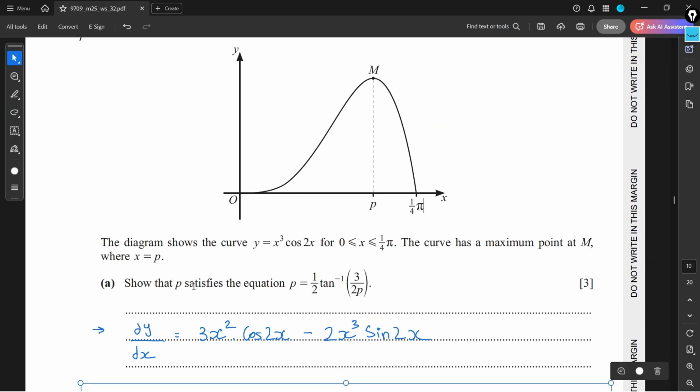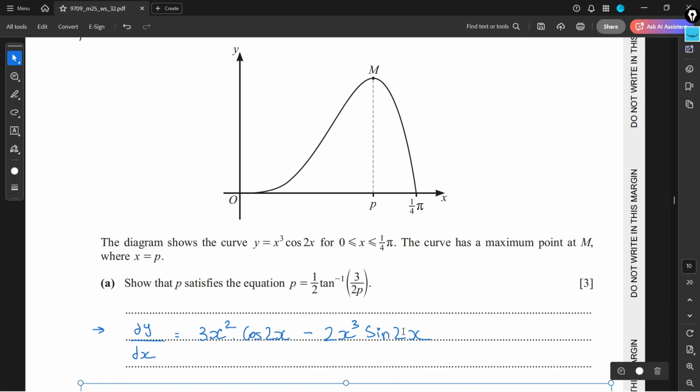To start with, because I know that the equation of the curve has two terms multiplied with each other, to get its derivative I need to use the product rule. In applying my product rule, first of all, I'm going to keep my cos 2x as it is and multiply that with the derivative of x cubed, which is 3x squared. Then I'm going to add this, keeping the x cubed as it is and multiplying that with the derivative of cos 2x, which is minus 2 sine 2x. That is how I get the second term.